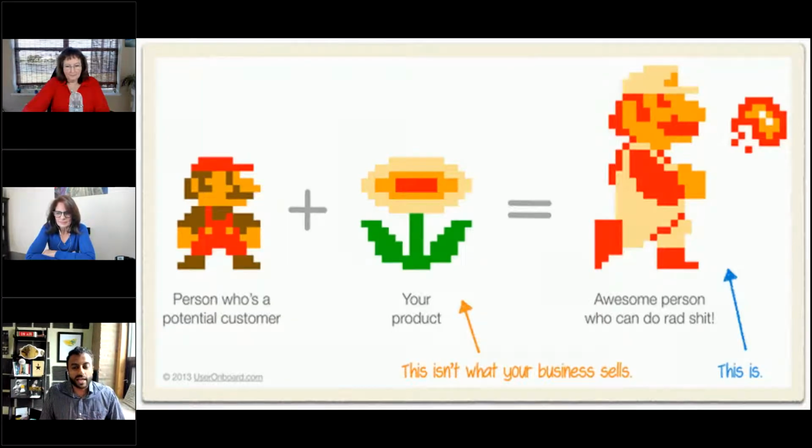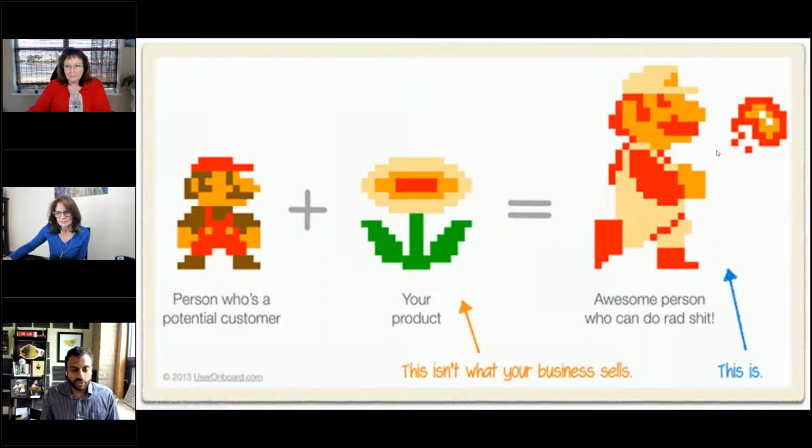Now, another way you can think about that, fun graphic here, is Super Mario, for those of you who remember this game. And I think this really maps it out well. So you have the small Mario, and that's your potential customer, or in this case, think about it as your potential partner. Then you have the fire flower. That represents your product.